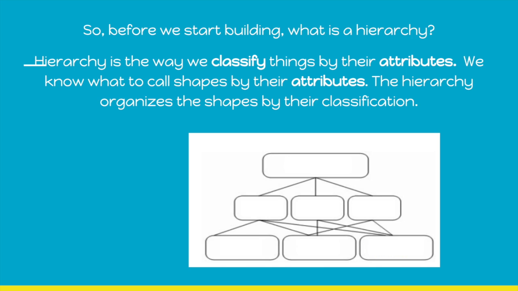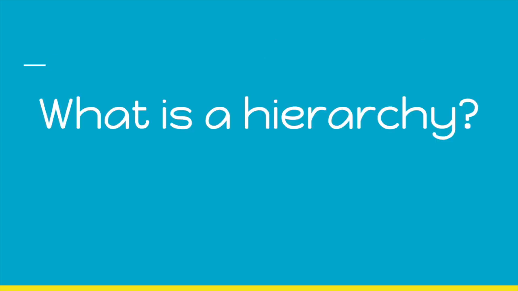So before we start building a hierarchy, what is a hierarchy? A hierarchy is the way we classify things by their attributes. We know what to call shapes by their attributes. Attributes are the things that make that shape that shape. The hierarchy organizes the shapes by their classification. So what is a hierarchy?